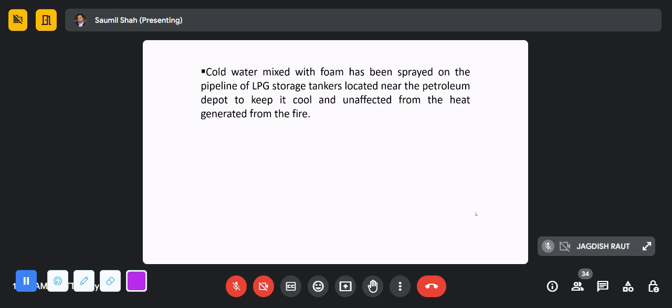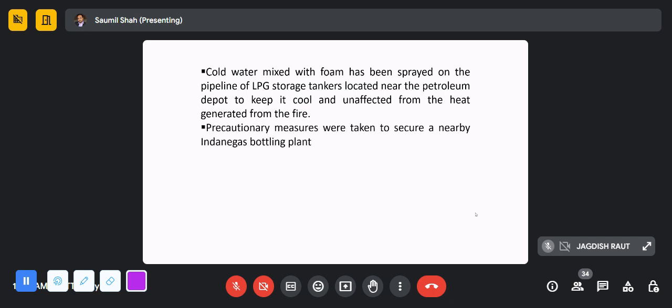Cold water mixed with foam was sprayed on the pipeline of LPG storage tankers located near the petroleum depot to keep it cool and unaffected by the heat generated from the fire. See, at the time of fire, it is required that the remaining storage which is not affected at that time is cooled down. Otherwise, it will catch the fire, and more explosions would happen due to that other storage also. So whichever storage is safe at that time, it is required to cool down that storage tank to avoid any further major explosion.